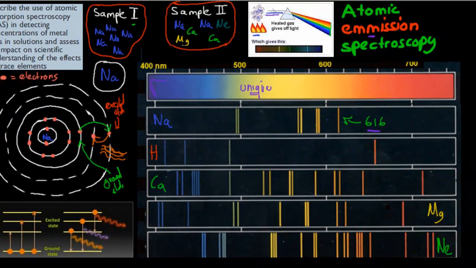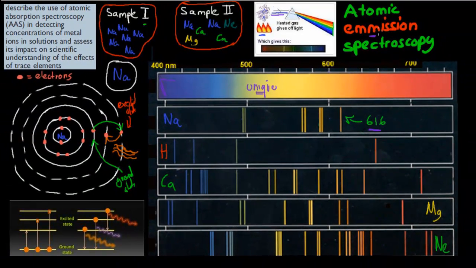So what we can use this technique for, which is called atomic emission spectroscopy, is we can see what kind of elements are present, and that's a form of qualitative analysis. What that means is we can figure out what is inside the sample, and we can also use it to see how much of it is inside.